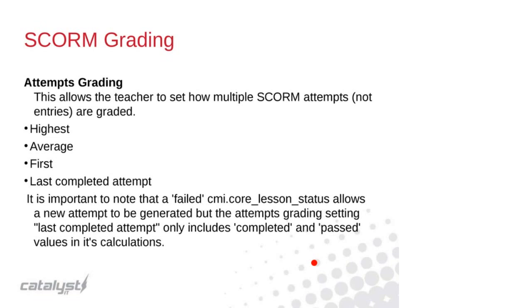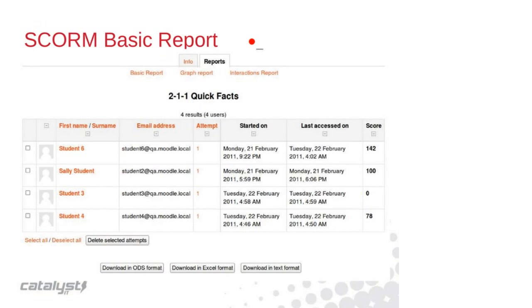SCORM grading also has the attempts grading option. Because we have this concept of entries and attempts, you also want to manage how to handle it when you've got multiple attempts. The easy ones are highest, average, and first. And the last completed attempt will only show an attempt that has completed or passed. So if they get a score of 50 in the first one that's complete and 60 in the second one that is complete, and they get a score of 20 in the third one and it was a fail, then what will show in the gradebook is the second attempt, which was the completed one.